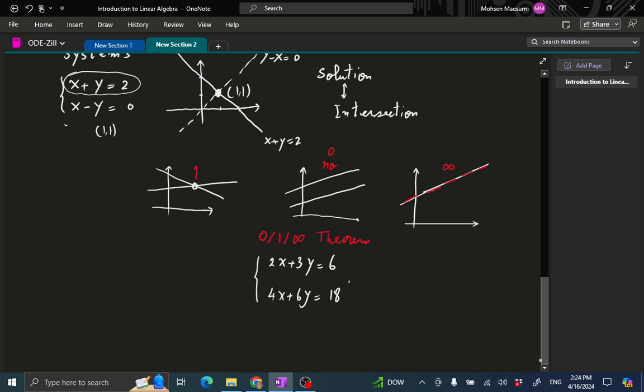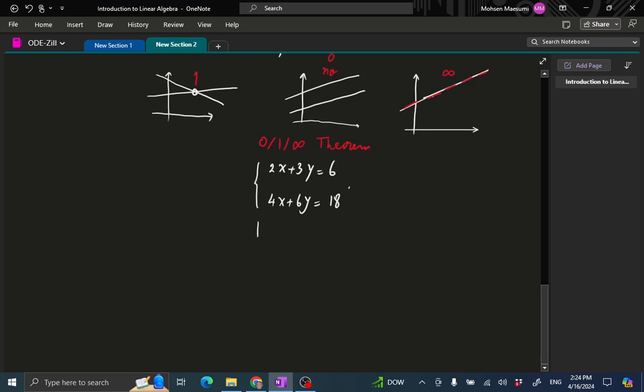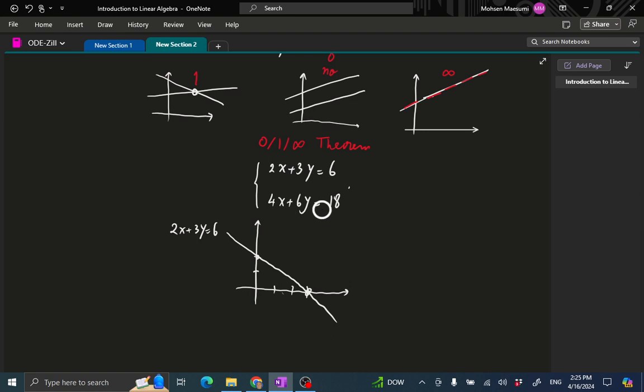If you were to graph the first equation, what does that give you? The x-intercept of it is 3, of course, and the y-intercept is 2. So the first equation, 2x plus 3y equals 6, represents such a line. How about the second one? The x-intercept of it is 4.5, the y-intercept of it is 3, and if you graph the other one, you see that it looks like this: 4x plus 6y equals 18.